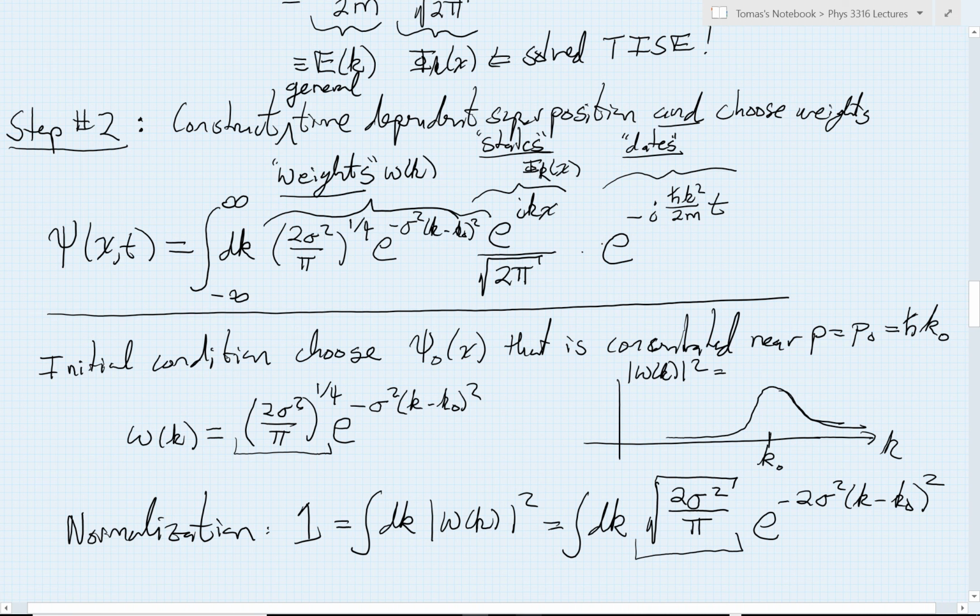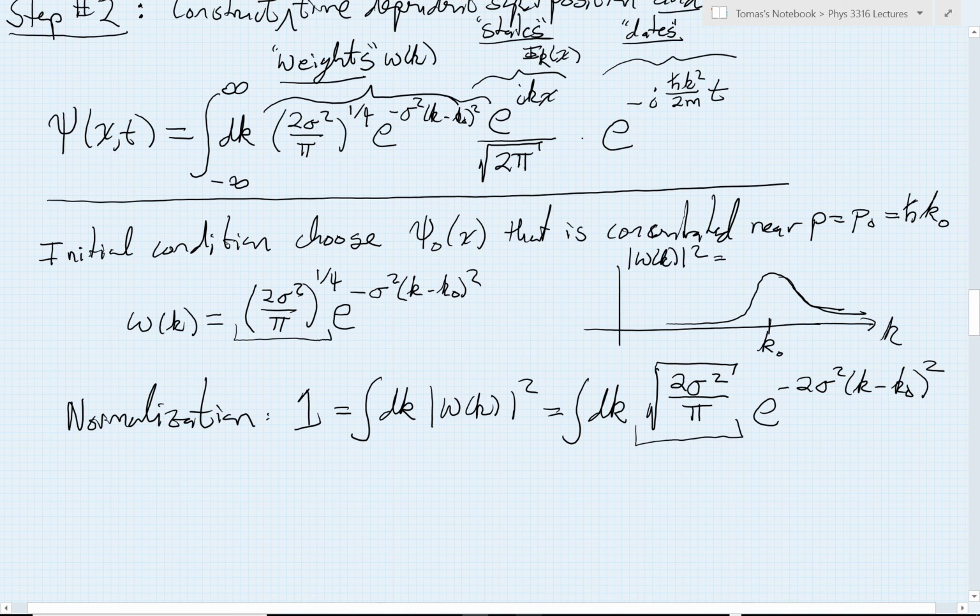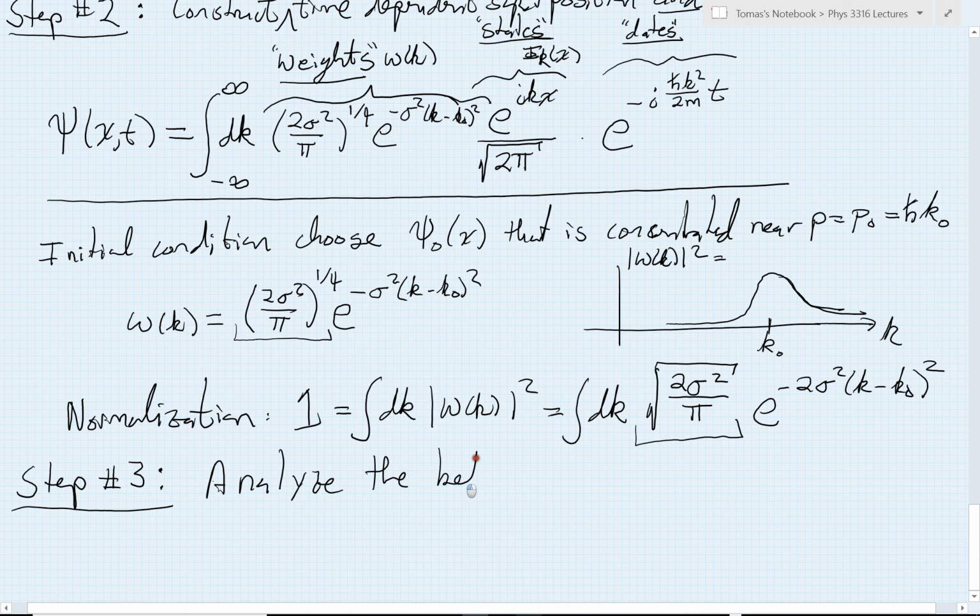So that's very beautiful. The final step in any solution like this, and I don't want to belabor the point, but I really just want to break out all the steps that we follow over and over again in quantum mechanics, is, once you have your general solution, you want to then analyze. That's the final step, the analysis. We want to analyze the behavior of the solution.